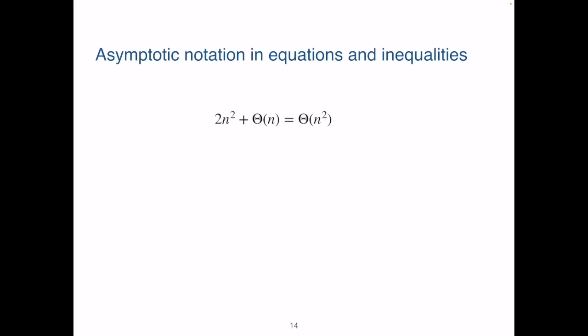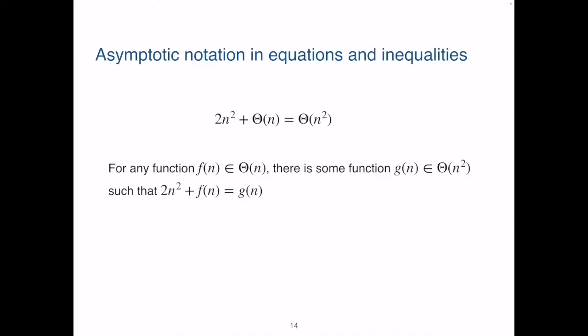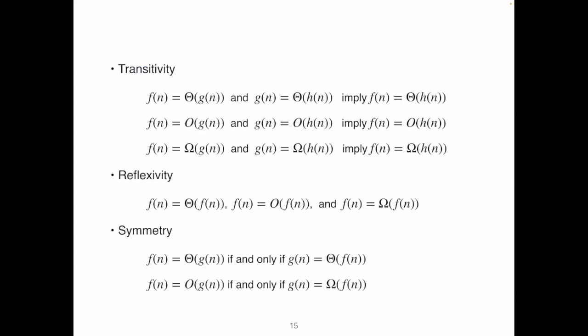Asymptotic notations can appear on both sides of the equation. In this example, it means no matter which f(n) is chosen, there is a way to choose a function g(n) on the right side to make the equation valid. Here are some properties of these three notations we learned today. They're quite intuitive. Make sure you understand them.